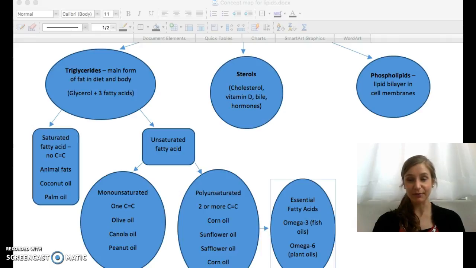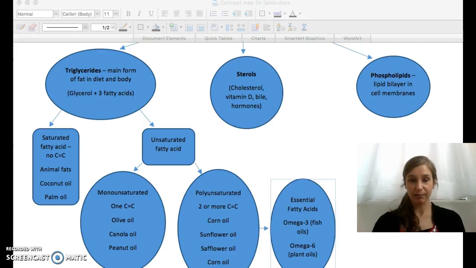The last class of lipids is probably what I'm going to spend the most time talking about today, and that's triglycerides. This is the main form of fat, both that we get from food and in the body. And essentially what triglycerides are is just three different fatty acids, or they could be the same fatty acids, but it's three fatty acids attached to a glycerol backbone.